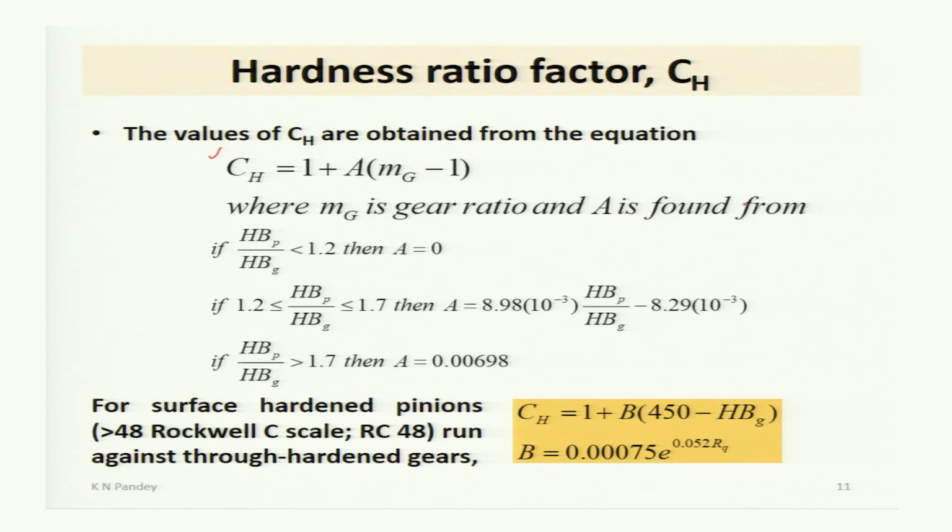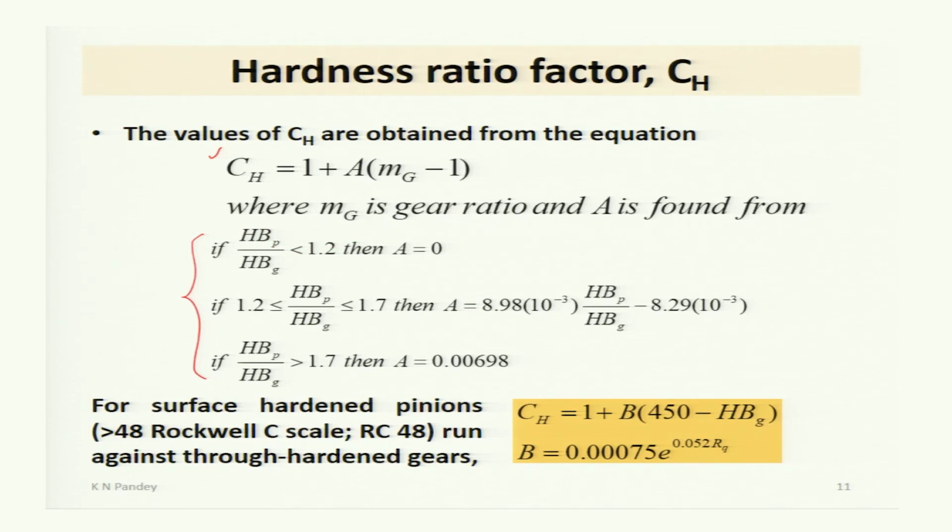Capital A is found from this condition: if Hb of the pinion, meaning the Brinell hardness of the pinion, divided by the Brinell hardness of the gear, is less than 1.2, then capital A is equal to 0. So, capital A is equal to 0, then CH will be 1. Well, the meaning is the hardness of the pinion is less than 1.2 times the hardness of the gear.